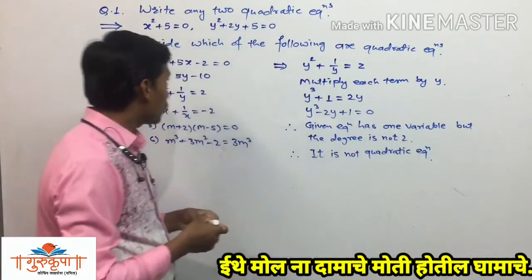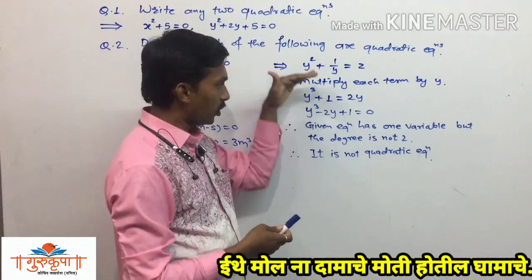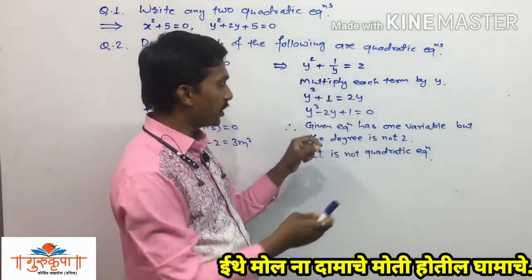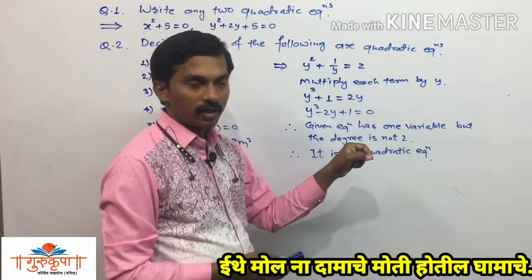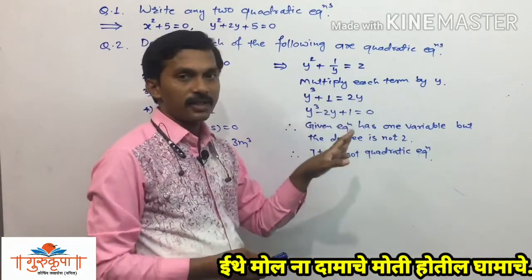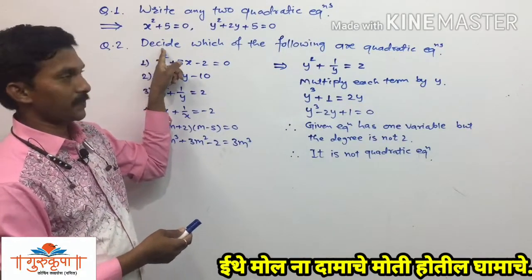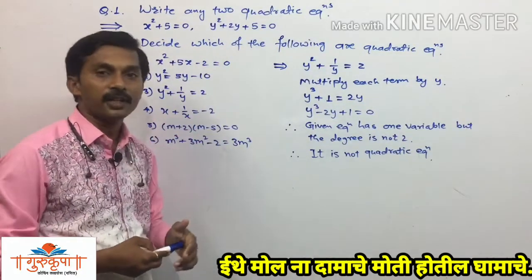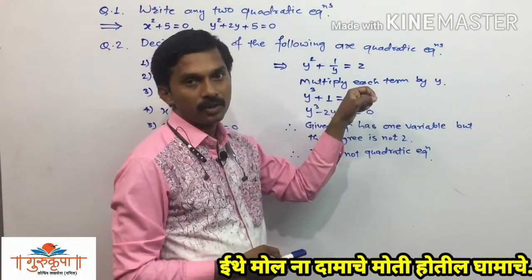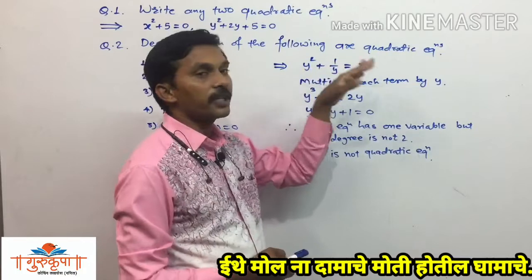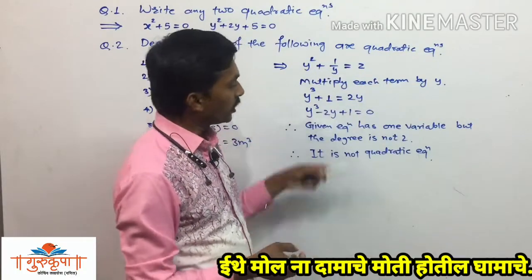See the question carefully. Here we have the question "decide". It means if we do not write the answer in detail and just write it is not a quadratic equation or it is a quadratic equation, then you will get marks there. But when the question says state which of the following are quadratic equations, at that time we have to write explanations also, because we have to state whether it is a quadratic equation or not with the reason. So remember that thing also.